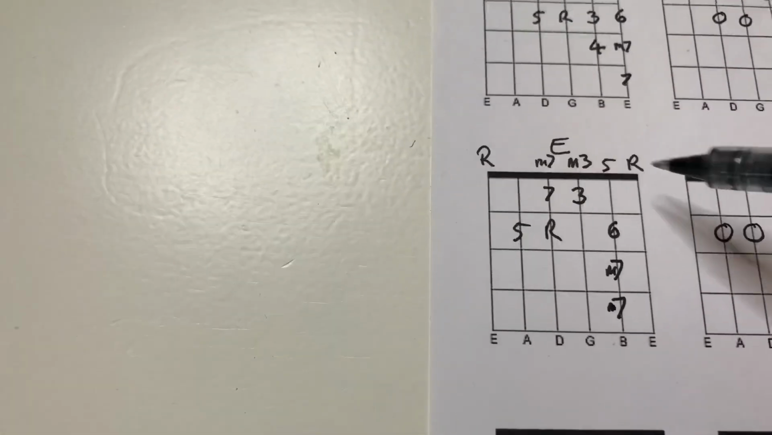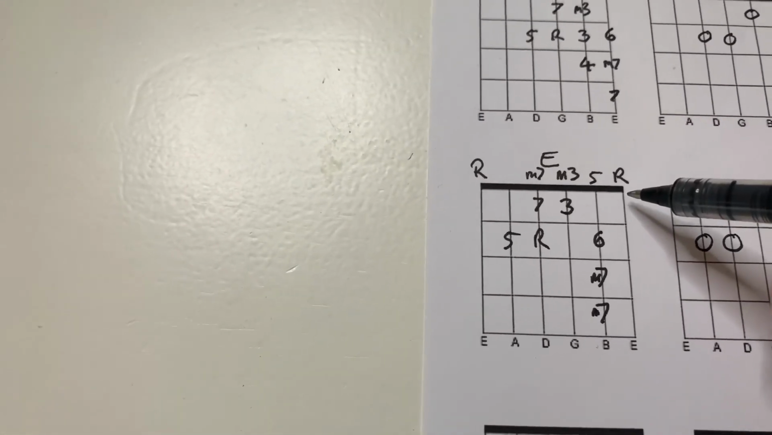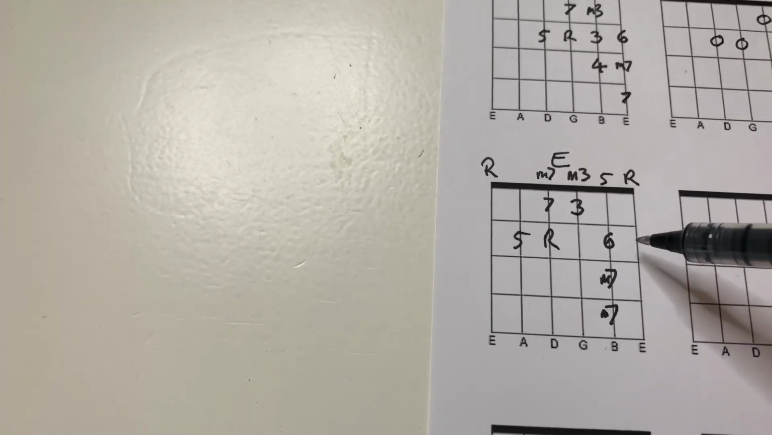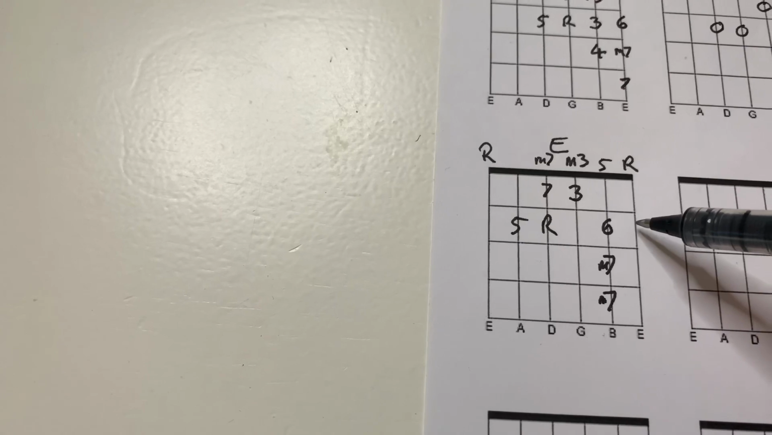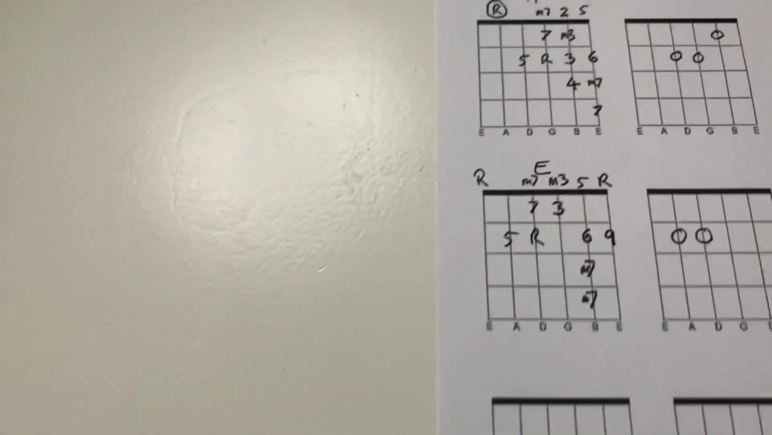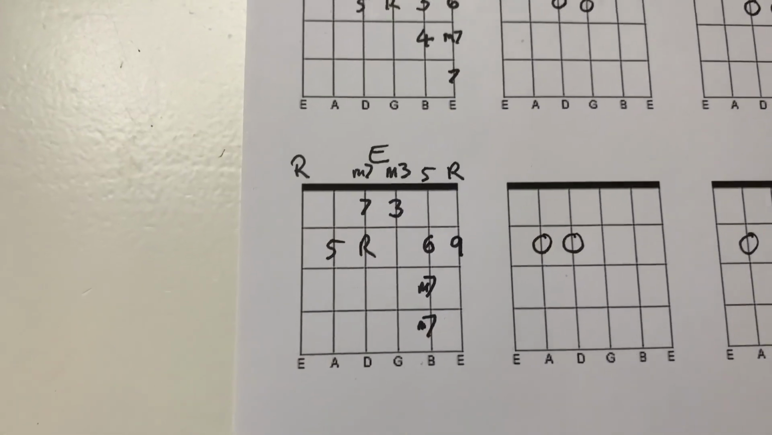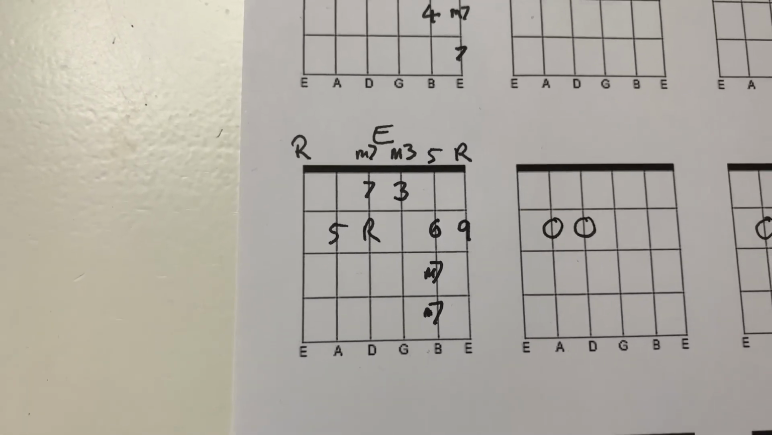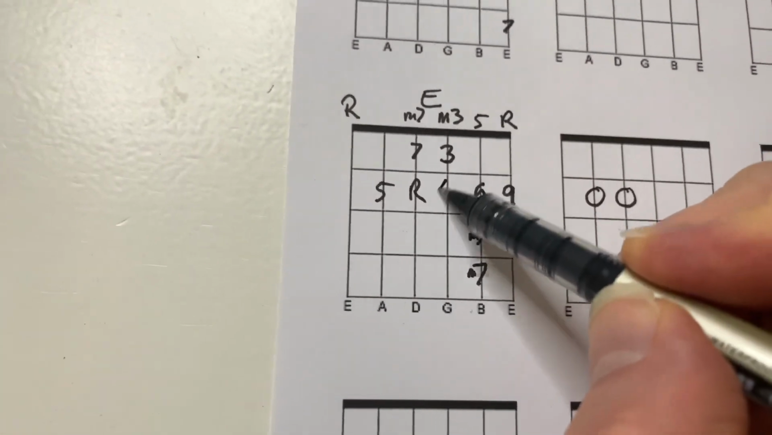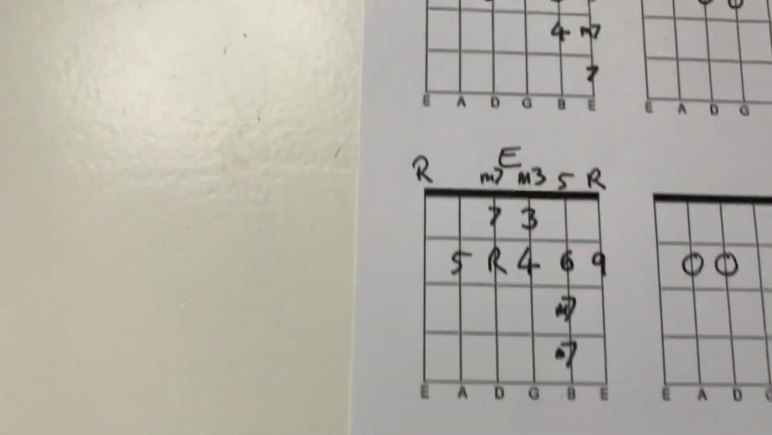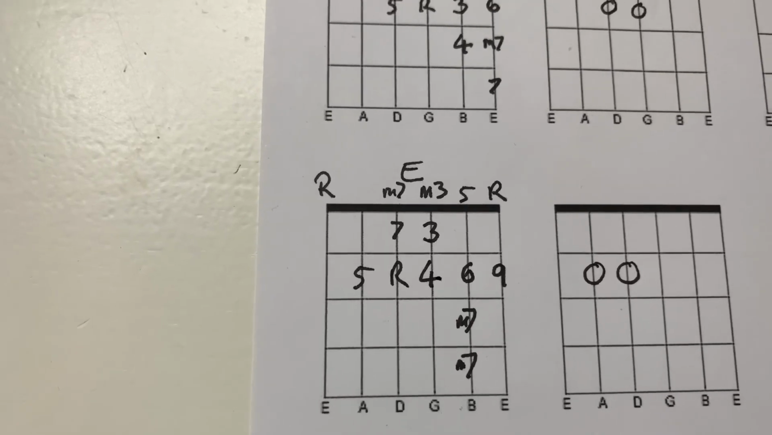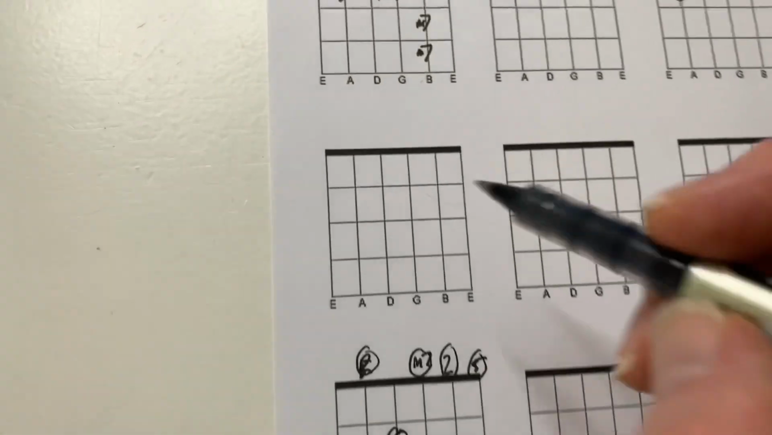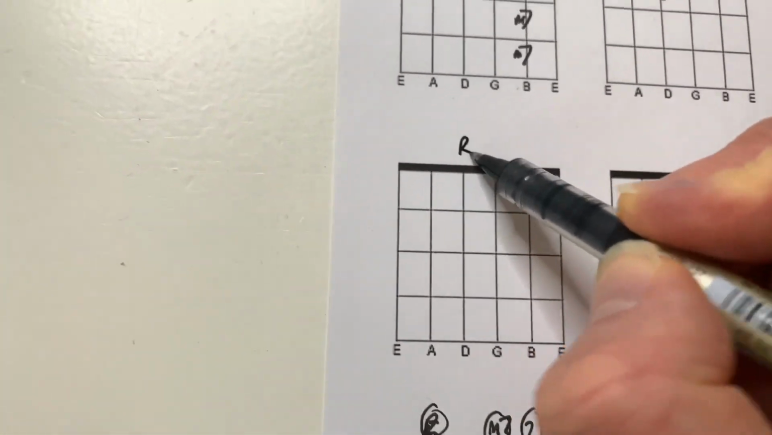Now on the root, this is where it gets interesting. You've got your root, minor 2nd, major 2nd, an octave up. That's a 9. So that would give you an E added 9. So there's a whole different possibilities. There's your 4th. So that would be an E suspended 4. Doing it like that.